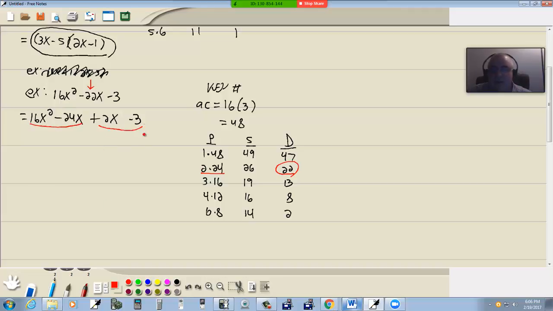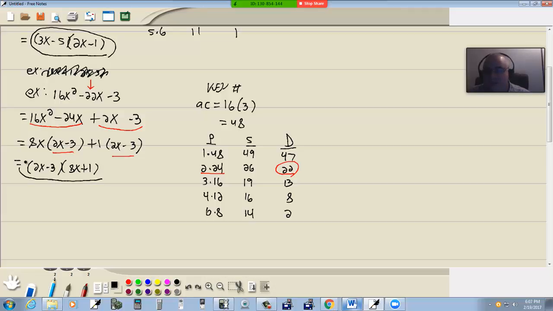Then we're going to factor by grouping. The first group are both divisible by 8, and they both have an x. And so that gives us 2x minus 3. Now our last group doesn't have anything in common, but remember we can always factor out a 1. And that gives us 2x minus 3. Well, now they both have a 2x minus 3, and that's our goal, get those parentheses the same. So I'll factor out a 2x minus 3, and that leaves us 8x plus 1. And that would be our answer.